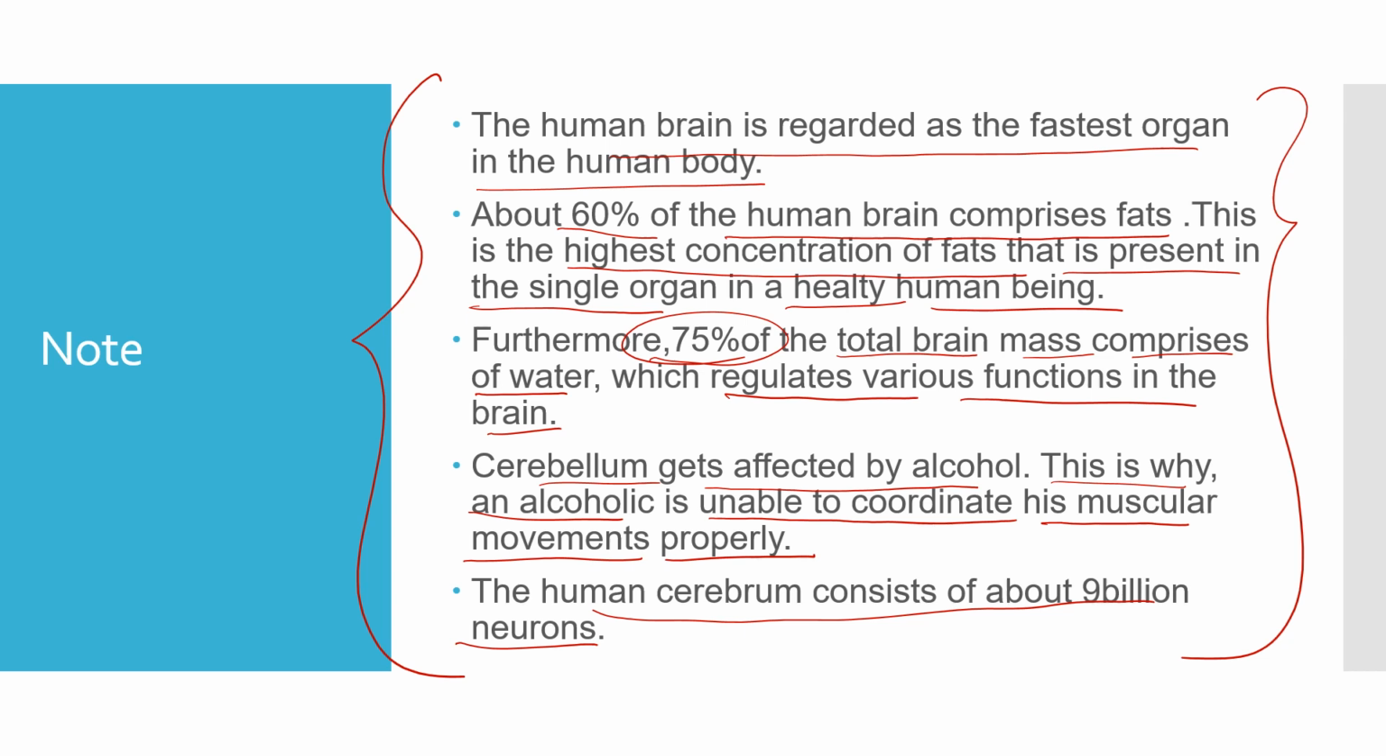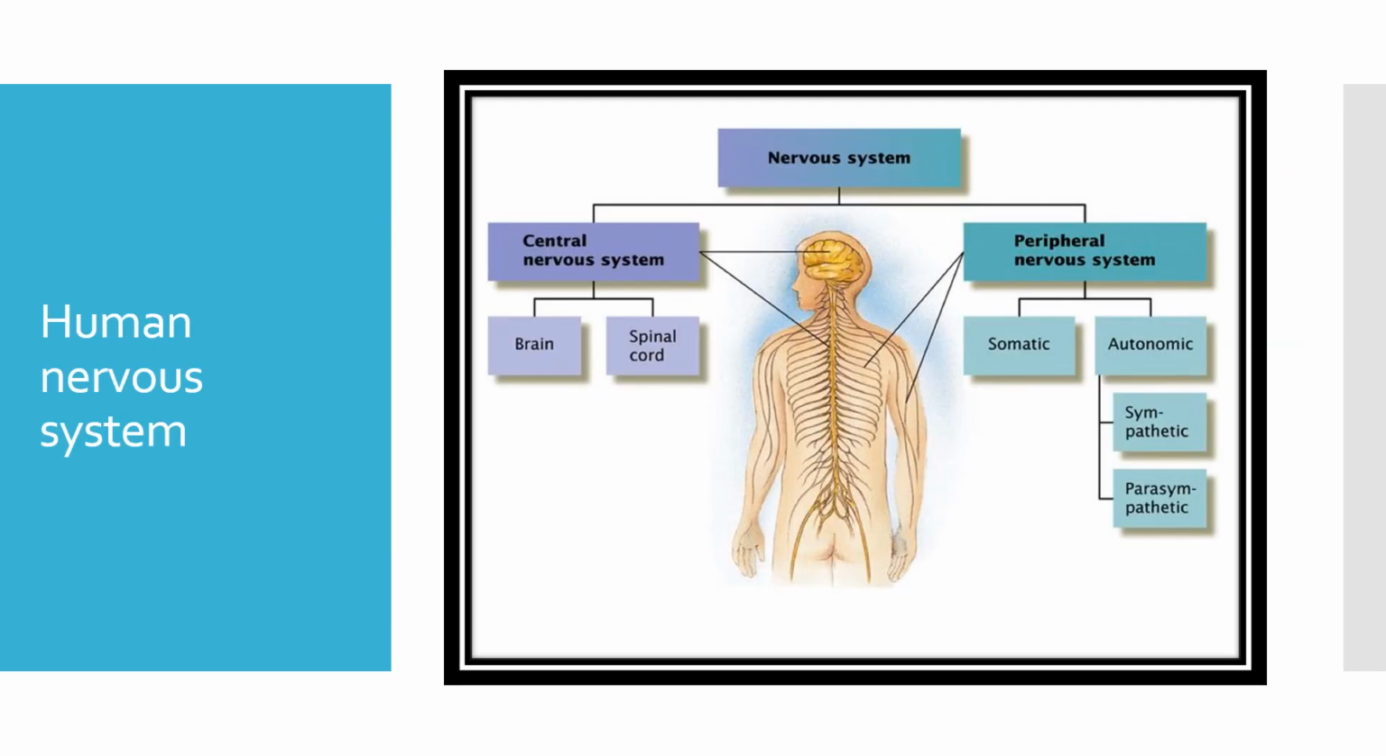If all of a sudden you get questions on how much percent of the brain comprises fats, or that 75% of the total brain comprises water, which regulates various functions of the brain, or that the human cerebrum consists of 9 billion neurons, these are the important facts. Please go through it and learn. Here we can see in this flow diagram the full nervous system. The nervous system comprises the central nervous system and the peripheral nervous system.